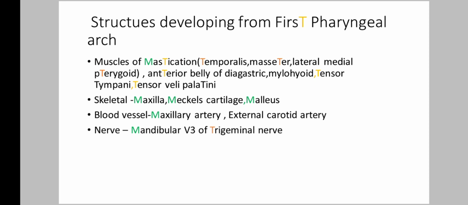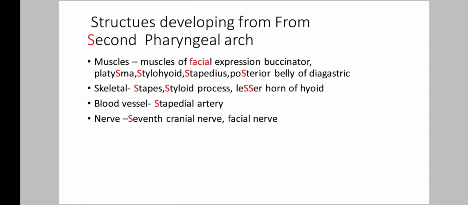What are the blood vessels that arise from this one? Namely the maxillary artery and external carotid artery. And the most important thing is the nerve, and this is the mandibular nerve, which is a branch of cranial nerve 5, that is the trigeminal nerve. Let's move to the second arch.